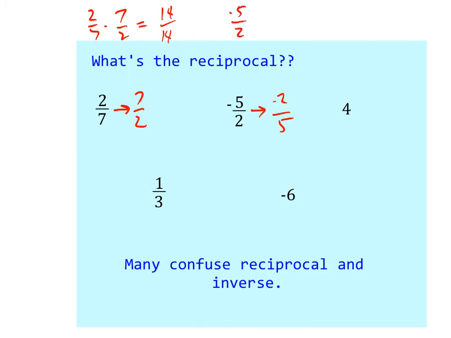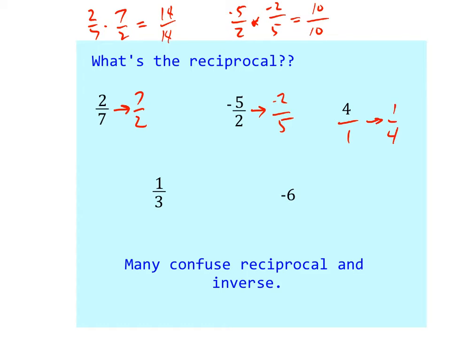If you look at -5/2 times -2/5, that would be a negative times a negative up top, and 2 times 5 on the bottom is 10/10. If it's a whole number, that's the same as being over 1. So the reciprocal there would be 1/4.